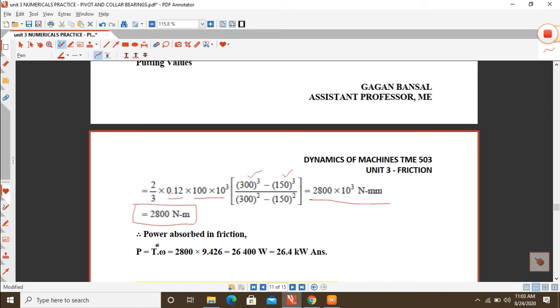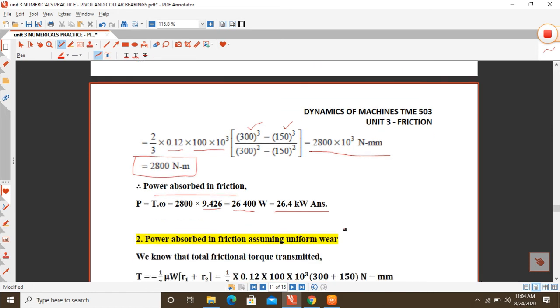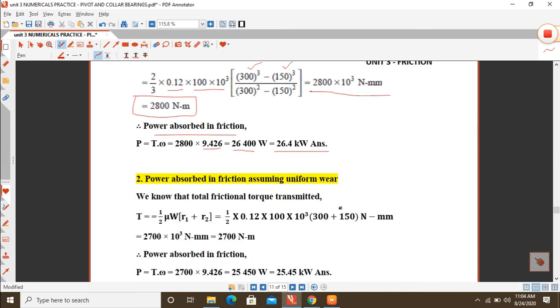Now T is calculated, so therefore power absorbed in friction is T omega, that is 2800 into 9.426, that is omega. It comes out to be 26,400 watt or 26.4 kilowatt. Hope it is clear. So we are done with all pivot bearings and also the conical bearing considering uniform pressure. Now in this same numerical we have power absorbed in friction assuming uniform wear. All you need is, just the formula should be known to you, rest everything is easy.